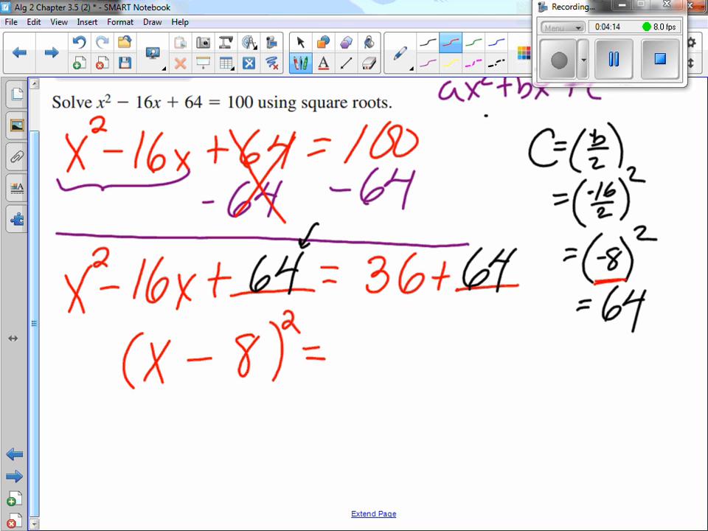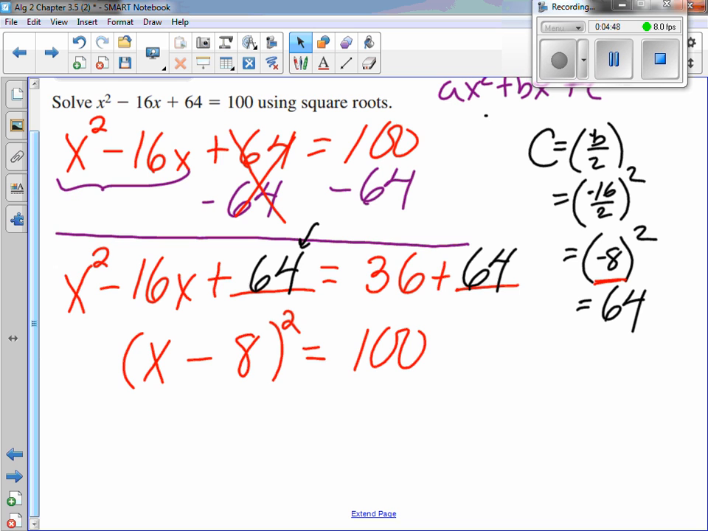Any questions on this so far? Well, 36 plus 64 is 100. So it did work out that x squared minus 16x plus 64, our original equation, would have factored to x minus 8 squared. But doing completing the square got us to the same spot, didn't it? So it doesn't matter if it was a perfect square trinomial to begin with. We can still do our steps and get to the same spot.